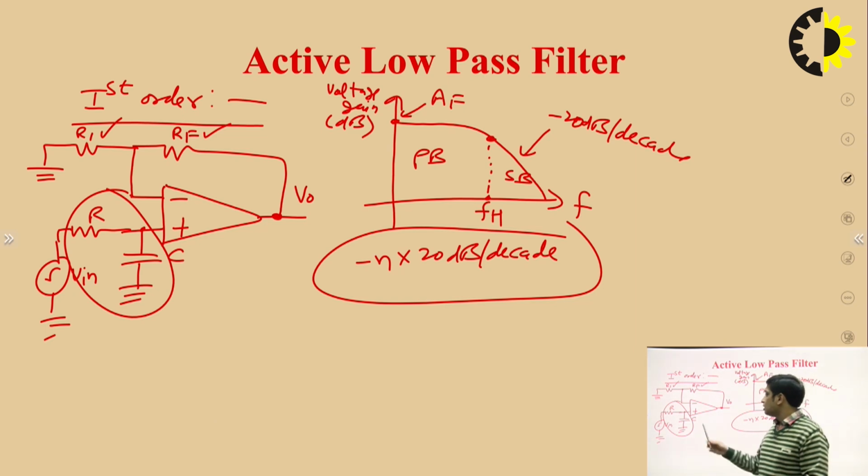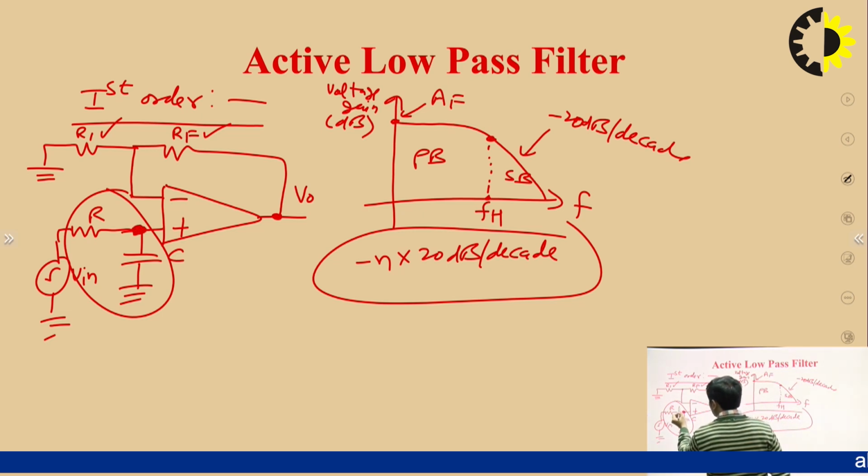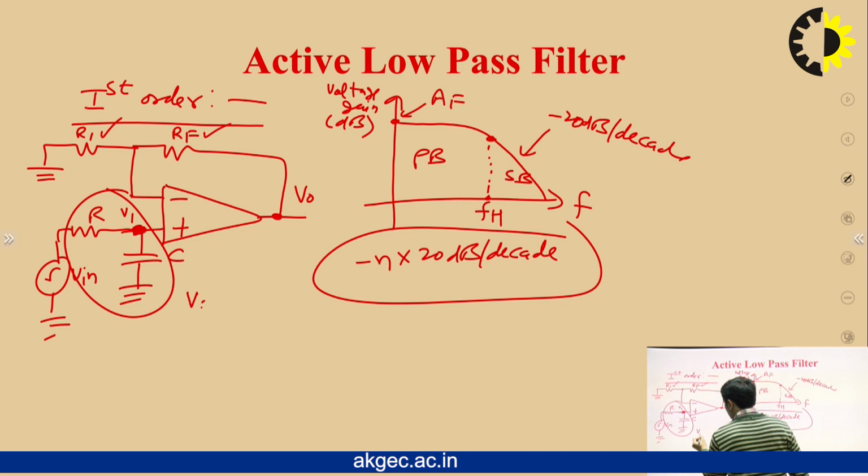Now we need to derive the transfer function, that is the voltage gain, of this first order active low pass filter. To derive the voltage gain, first find out the voltage at the non-inverting terminal. Let's say this voltage is V1. Once we find the value of V1, we can easily find the value of V0, because we know the relation between V0 and V1: V0 is equal to (1 plus Rf upon R1) into V1, right?